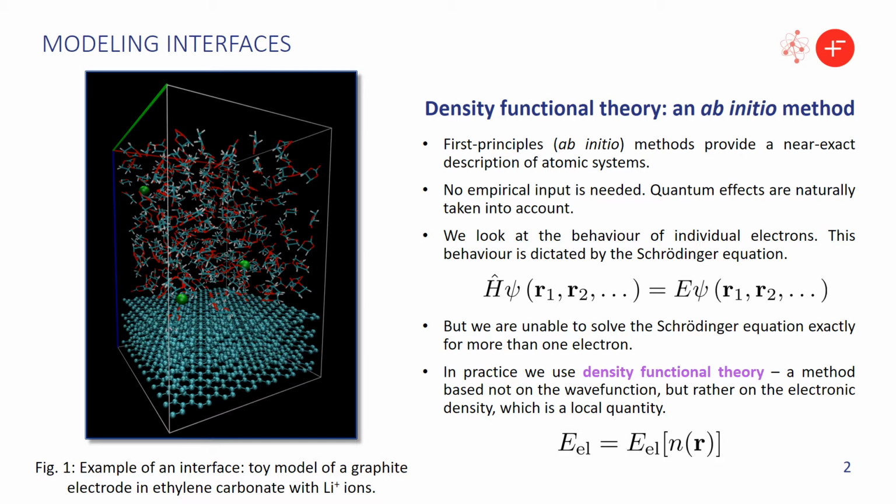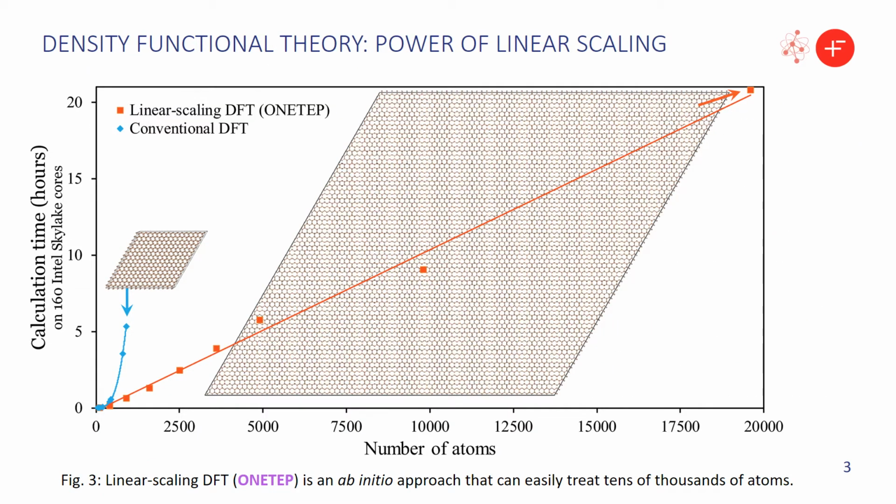So in practice, we would be using what is known as density functional theory, an ingenious technique that recasts the problem in terms of the electronic density, a quantity that is local in space, meaning it only depends on one coordinate. The main problem with density functional theory is that it scales cubically with the system size. That basically means that if you make your system 10 times as big, the cost of your calculation increases by 1,000-fold. This means that conventional density functional theory can do at most maybe 1,000 atoms.